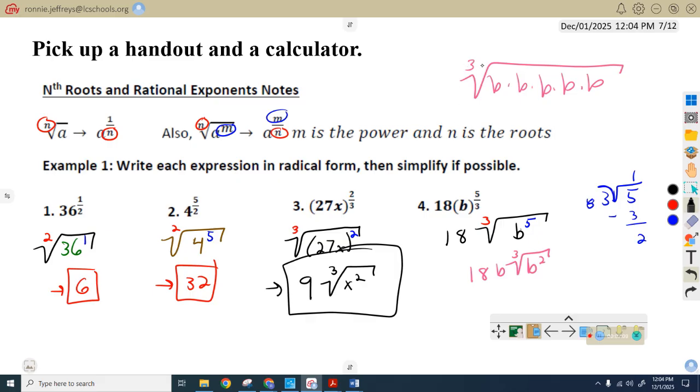We're wanting groups of 3. How many groups of 3 can we take out? 1. How many B's are left inside?